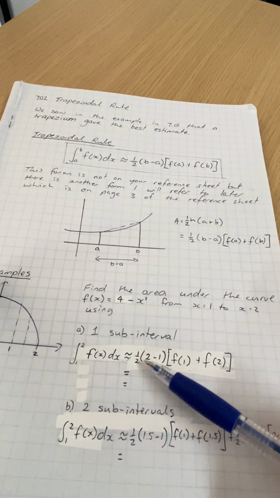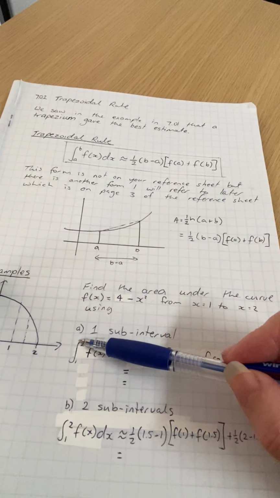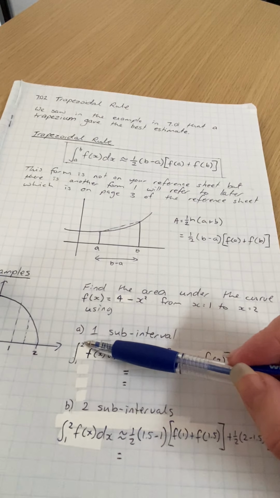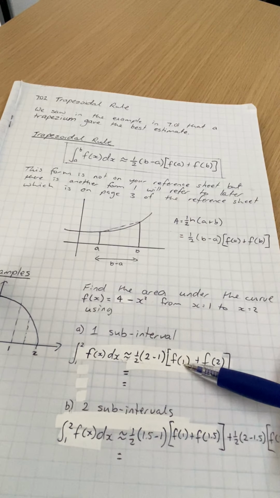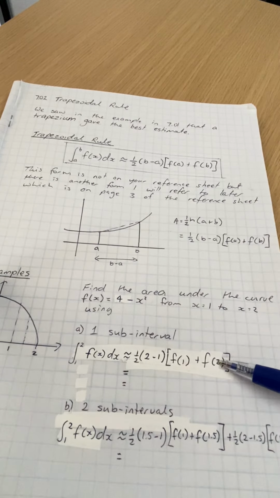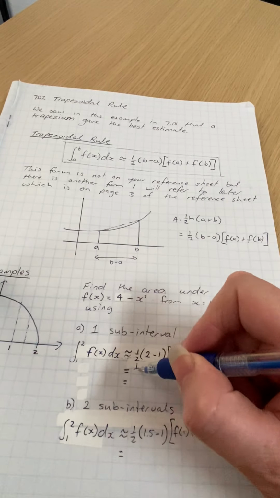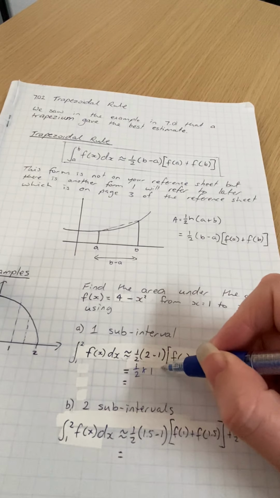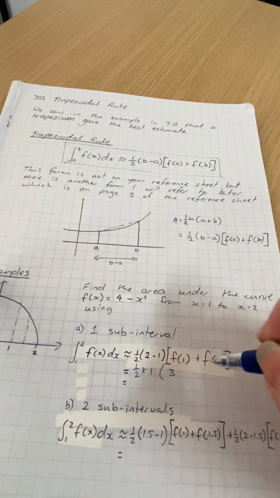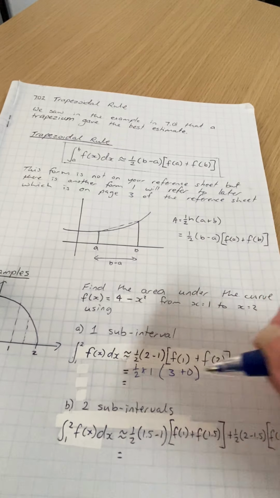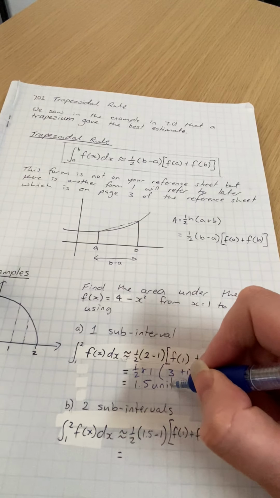So we'll get half b minus a, b is 2 and a is 1, as I've written on the end points here of my integral. These are my a and my b. So half of 2 minus 1, f of 1 is the height of one parallel side and f of 2 is the height of the other parallel side. So if I work that out, that's half times 1 in this case, bracket f of 1, which equals 3, and f of 2, which is 0. And if I put that into my calculator, that is 1.5 units squared.